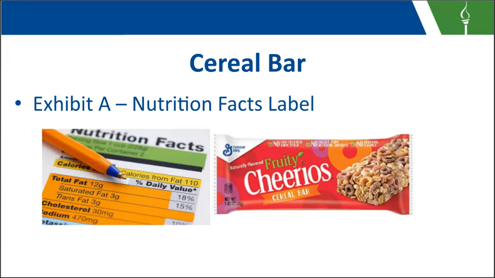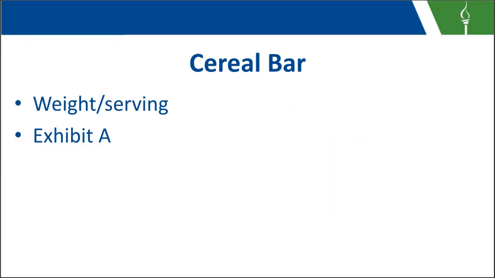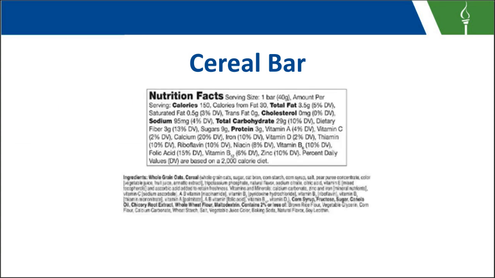Okay, so our last example is going to be looking at Exhibit A. And to do this, all we need to know is what's on the nutrition facts label of our product. In this example, we're going to be looking at a cereal bar. All we need to know is the weight per serving, and then we need to reference Exhibit A. So here's a snippet of the cereal bar nutrition facts label, and you can see the very first line says our serving size, which is 40 grams.